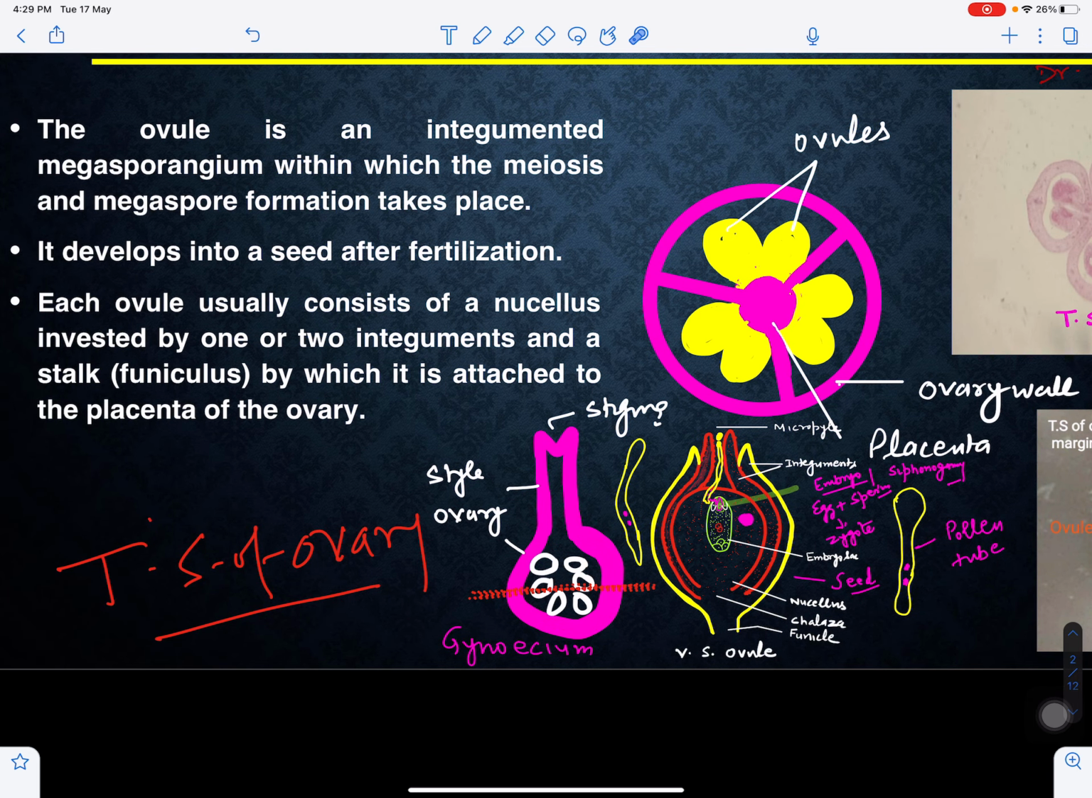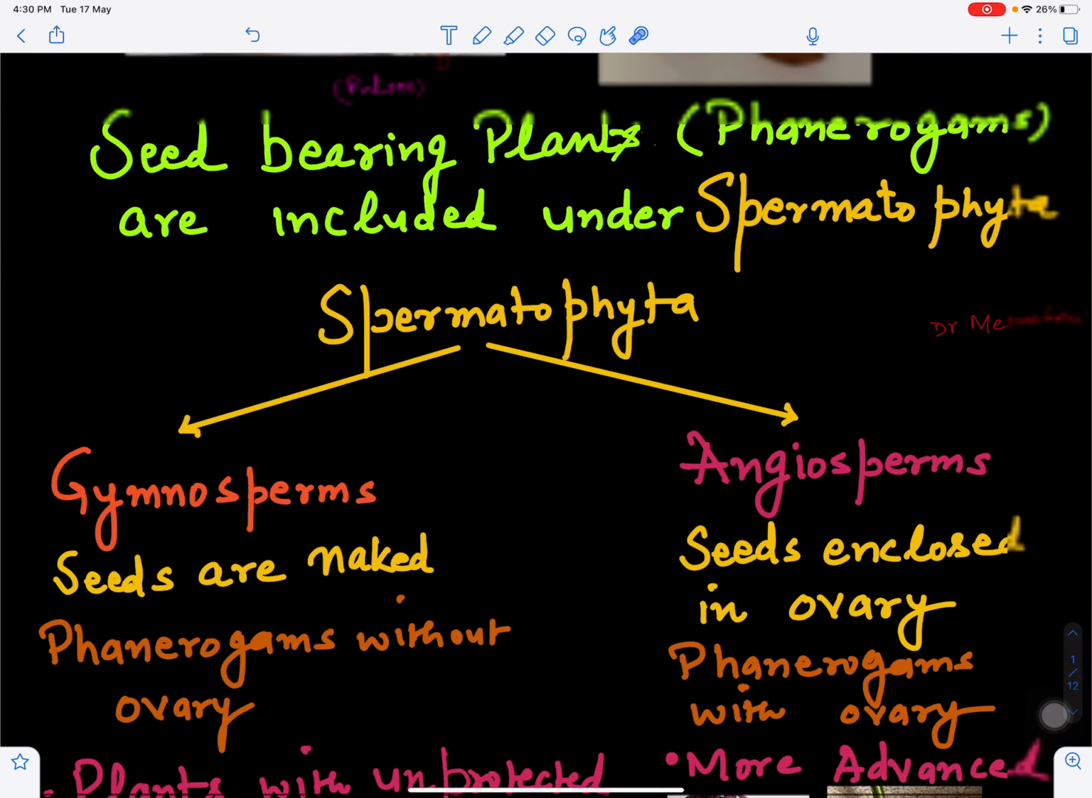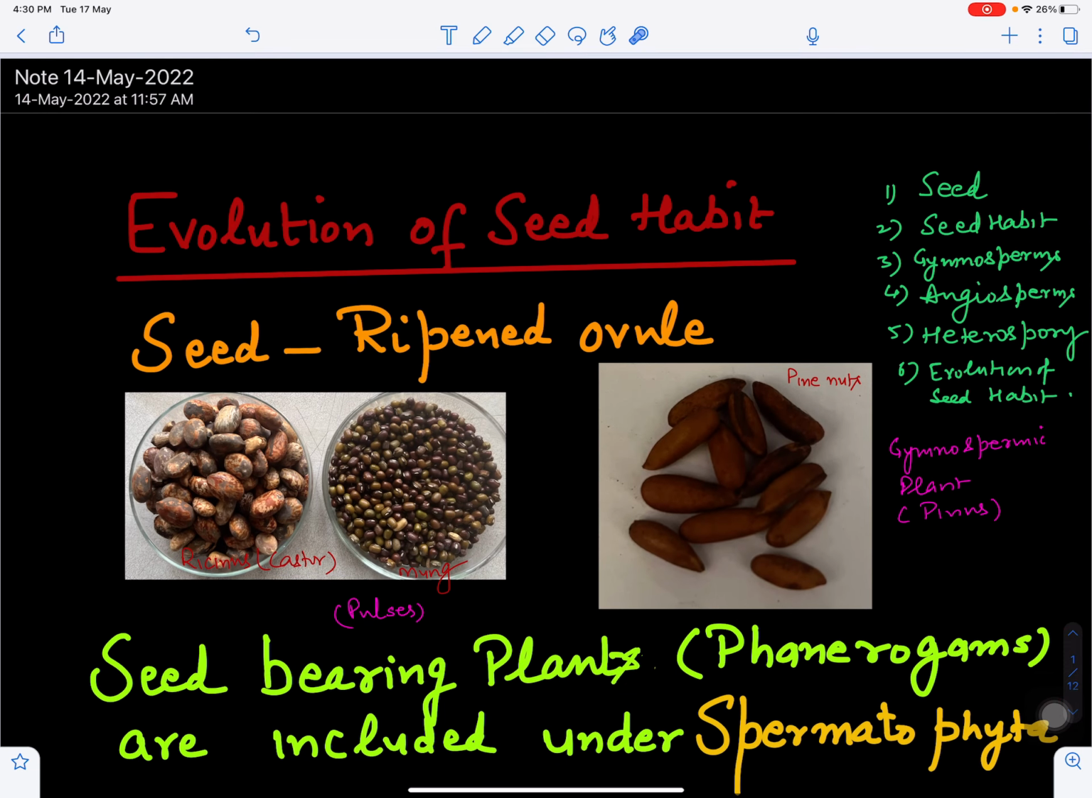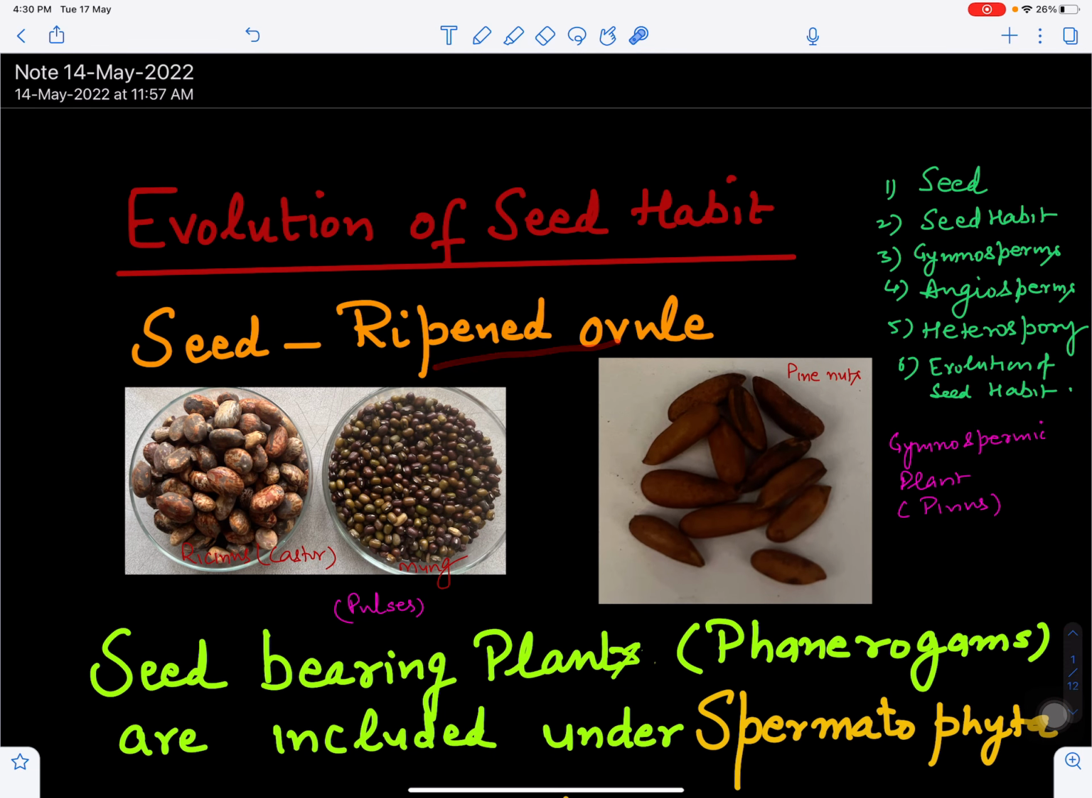So ovule is covered by coverings called as integument. So we can say this is an integumented megasporangium in which meiosis occurs. It develops seed after fertilization, like we have discussed how seed is produced. And then we have discussed the structure. Nucellus is there covered by integuments, and this is born on the placenta. So ovule ripens to form seed.